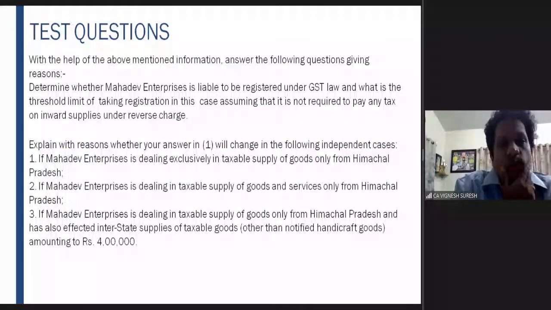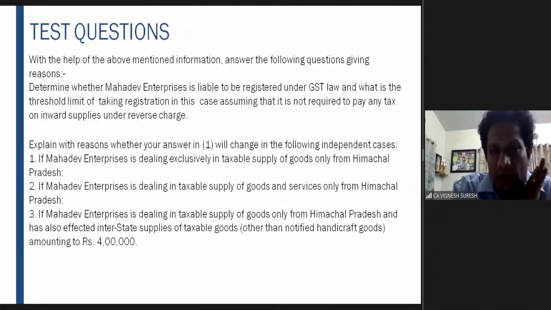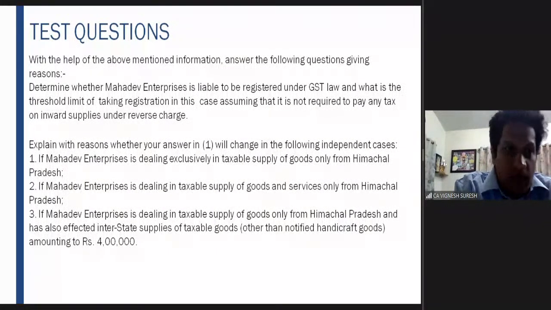With the help of the above mentioned information, answer the following questions giving reasons. Determine whether Mahadev Enterprises is liable to be registered under the GST law and what is the threshold limit of taking the registration, assuming it is not required to pay the tax on inward supply. So Mahadev Enterprises does not have any inward supplies for reverse charge mechanism. If it has inward supplies which are subject to reverse charge mechanism, in that situation it has to get itself registered irrespective of the threshold limit.